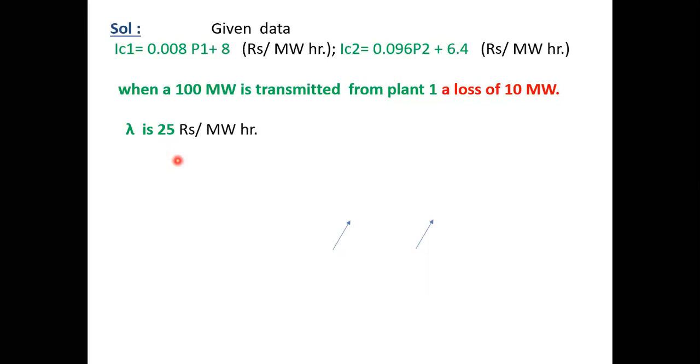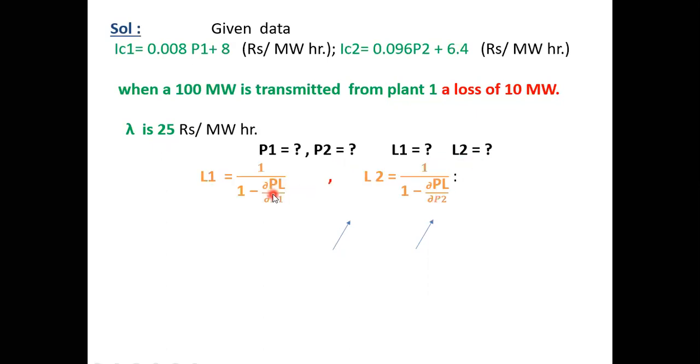So how can we solve this type of problem? Let's look at the solution. So we need to find P1, P2. Before finding P1, P2, we must find L1 and L2. Already we know the formulas for L1 and L2. What are the formulas for L1 and L2? L1 is given by 1 by 1 minus dou PL by dou P1. Similarly, L2 is 1 by 1 minus dou PL by dou P2.